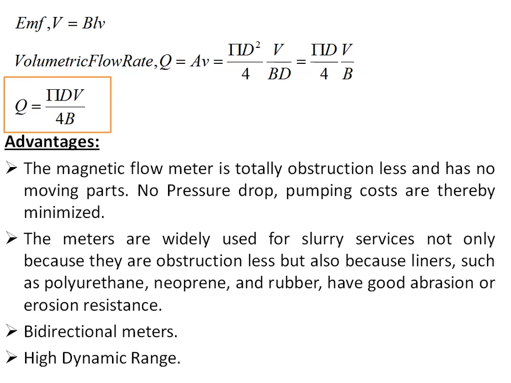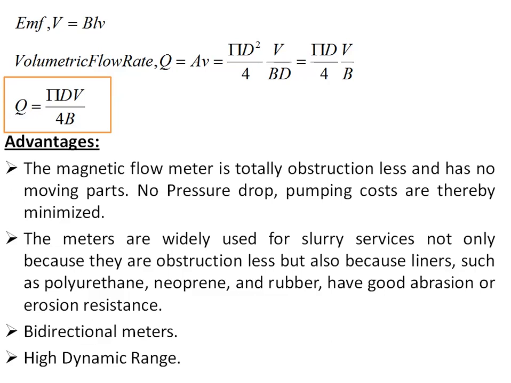The main advantages of the electromagnetic flow meter are that it is obstructionless and has no moving parts. Because of this, there is no pressure drop, and pumping costs are thereby minimized. This is the main reason magnetic flow meters are so famous. The meters are widely used for slurry services because they do not have any obstruction. Not only that, they use liners such as polyurethane, neoprene, rubber, etc., which have good abrasion or erosion resistance, and this improves the life of the electromagnetic flow meter.